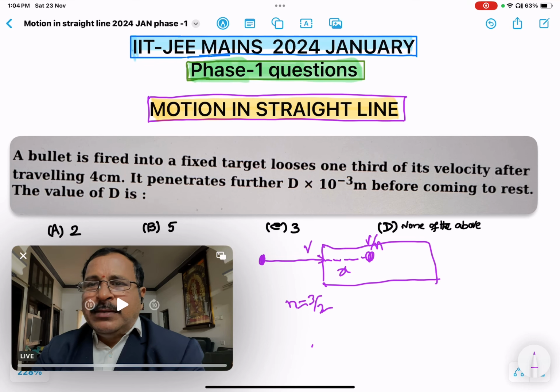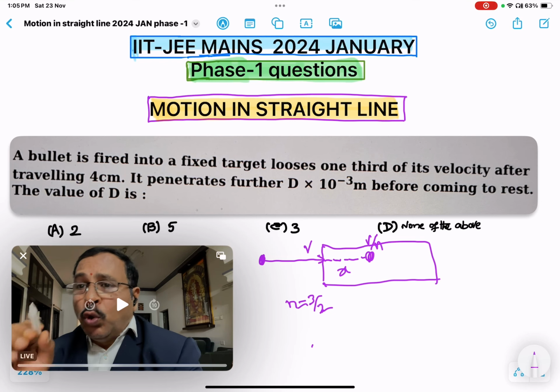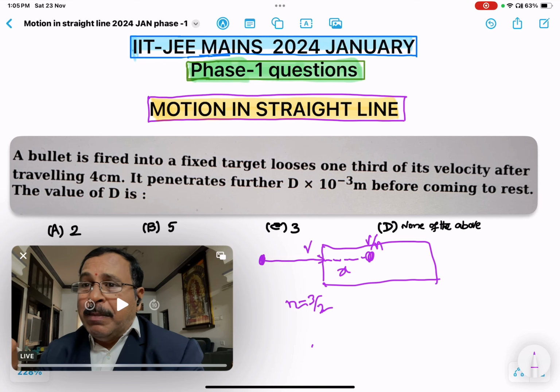Now this is a bullet. The bullet is moving with some velocity here, now striking the wooden plank. This diagram is not given in the problem, we are assuming. After covering the distance x, during this journey, it loses 1/3 of its velocity. If it loses 1/3 of its velocity, the remaining velocity is v by n. So v by n is the remaining velocity.